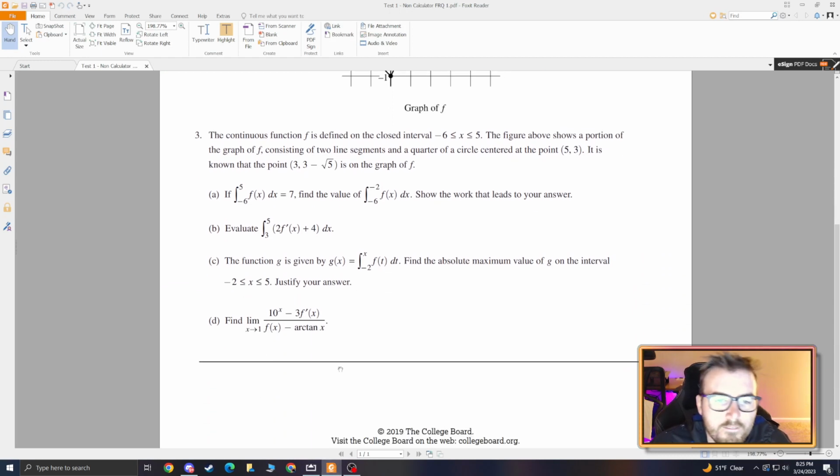Part C. The function g is given by g of x equals blah. Find the absolute maximum value of g on the interval -2 to 5. Justify your answer. If you recall, I'm not going to pull up that document, but to find an absolute min/max and to properly justify it, we must use the candidates test.